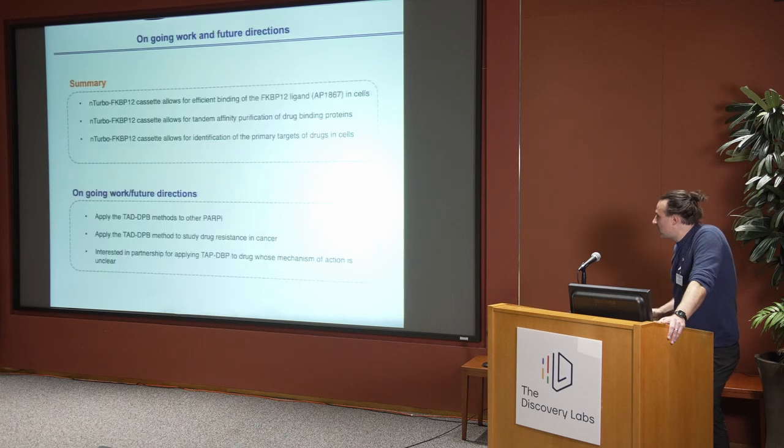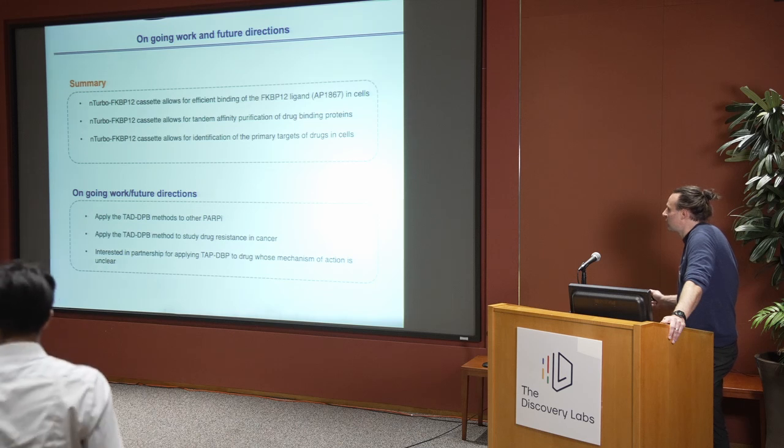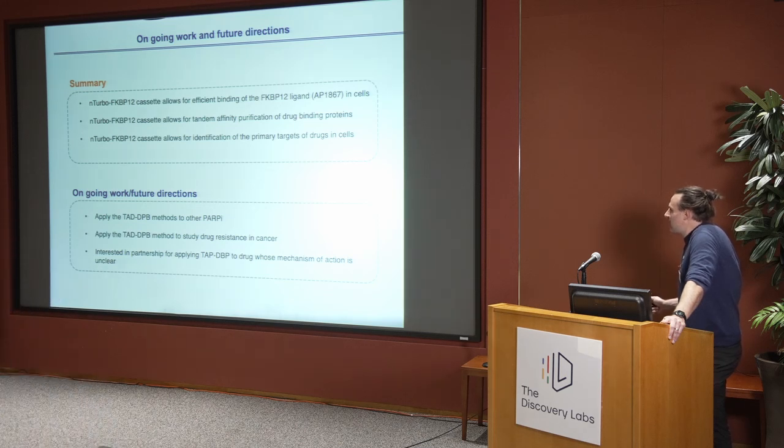So I'll stop here. This is also a work in progress. I've shown you that this N-turbo FKBP12 cassette allows for efficient binding of the FKBP12 ligand in cells, and allows for tandem affinity purification of drug binding proteins. This cassette allows for identification of the primary target of drugs in cells. We're very interested in the future of this technology.